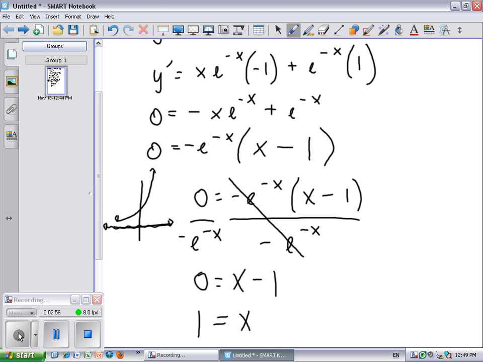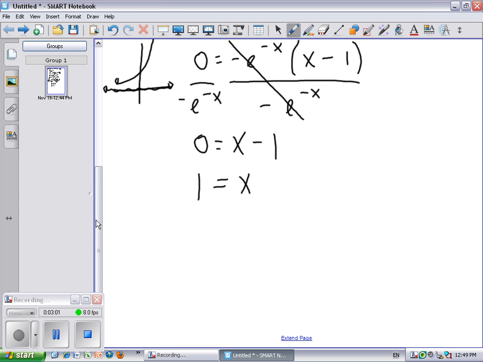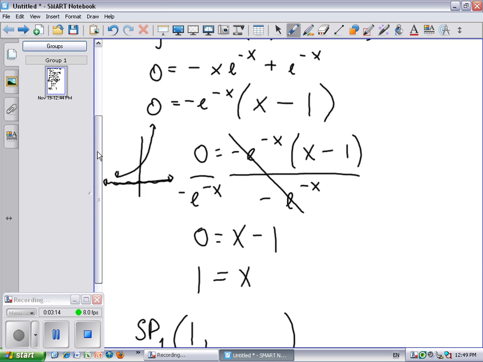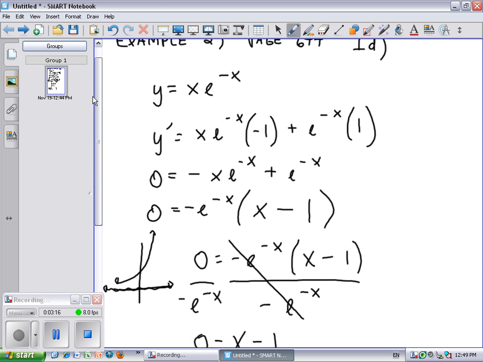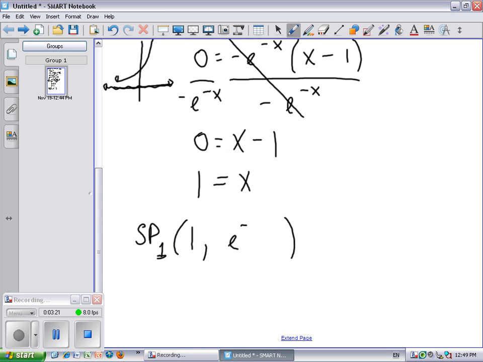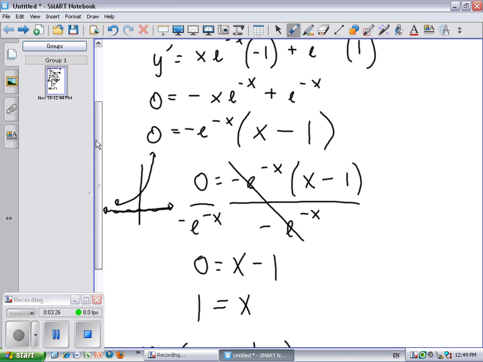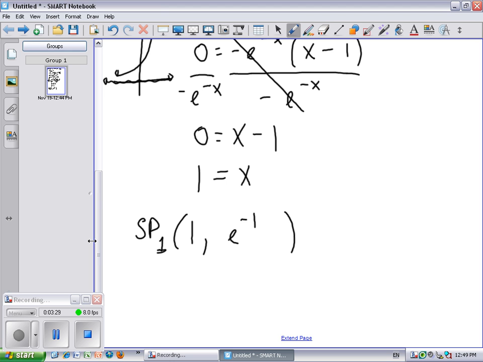As you do these questions for the first time, I definitely encourage you to draw the original graphs and get yourself a visual for each of these values. So we have an SP1 at 1, comma, the function at 1. The function at 1 would be 1 times e to the negative 1. So we'll just write that, e to the negative 1. Let's double check that. That's 1 times e to the negative 1.